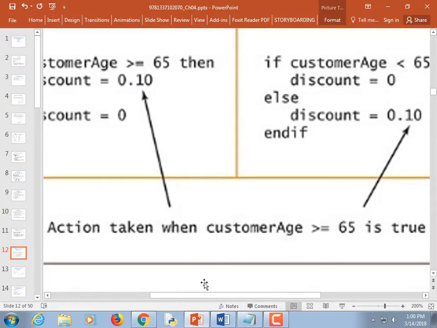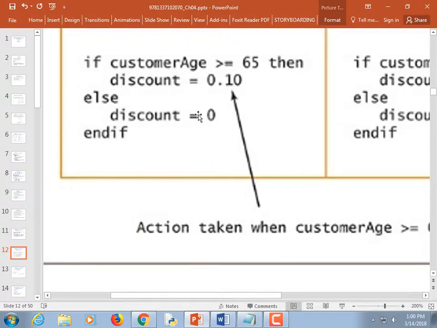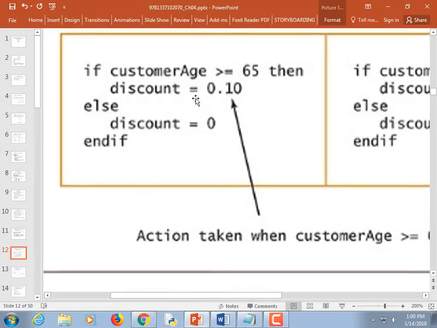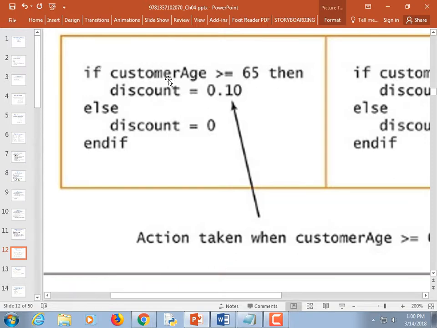So if customer age is greater than or equal to 65, then the discount is equal to 10%, else the discount is equal to 0. End if. This is the action taken if this expression evaluates to true, if the condition is true. If it's not, that's the value that it gets assigned if it's not.